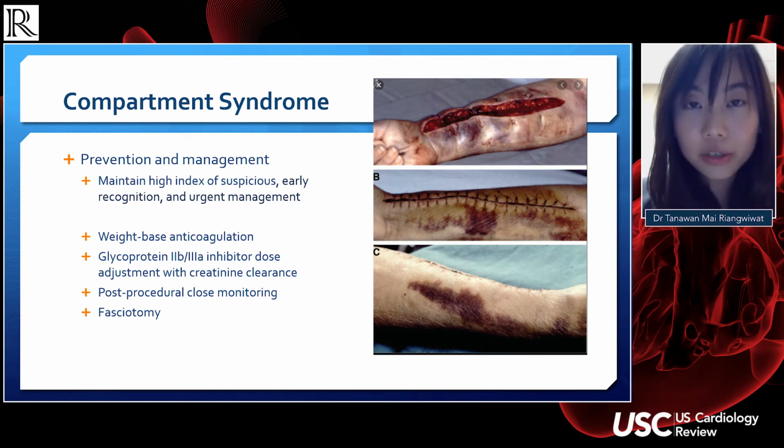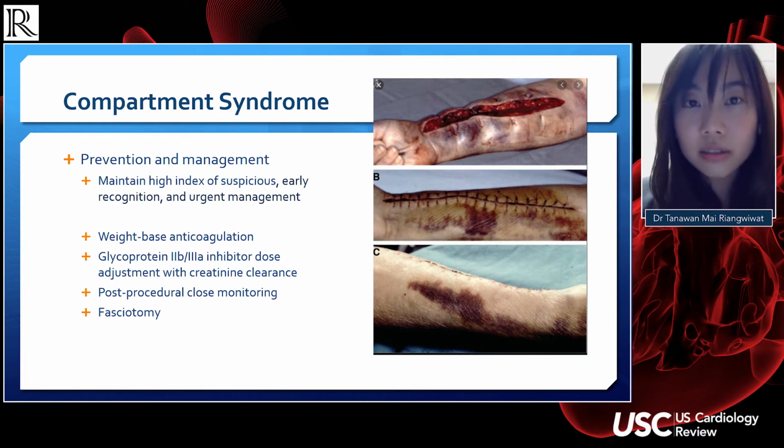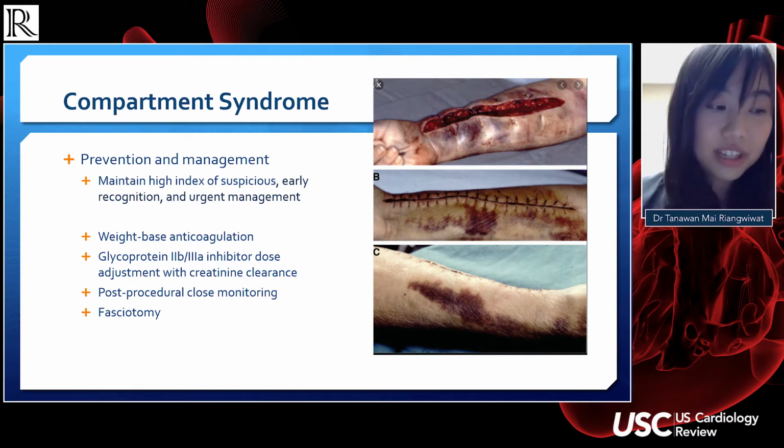If there's a bleeding complication, manage it early. Don't let it become a compartment syndrome. If it has already happened, then consult the surgeon quickly, because fasciotomy will be needed.